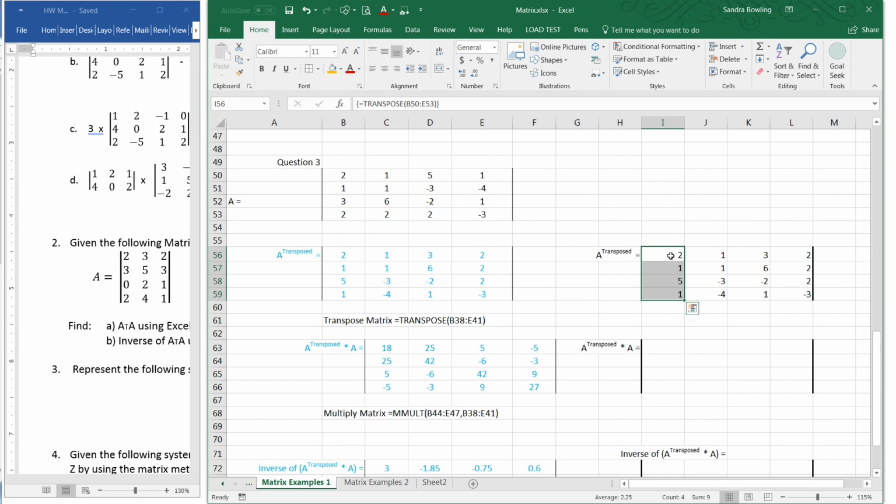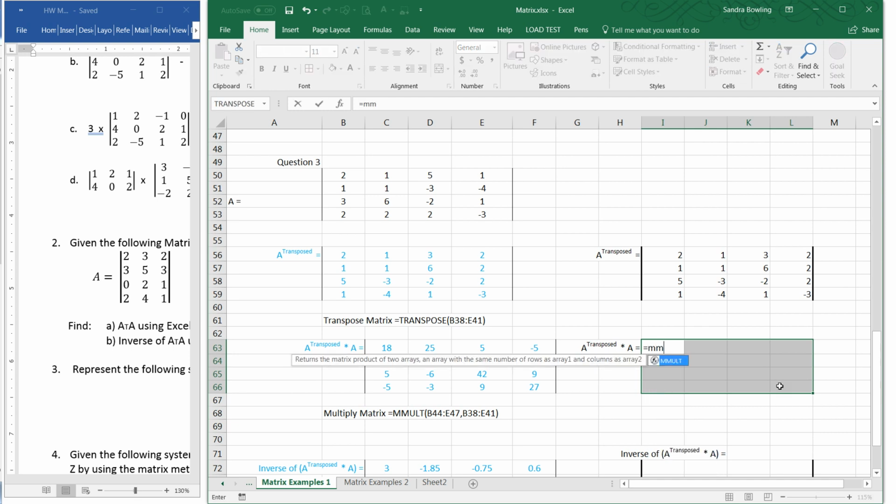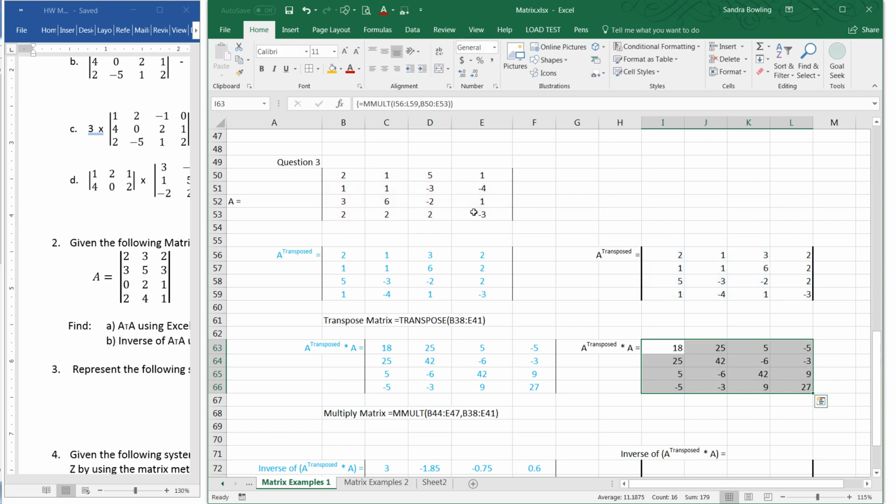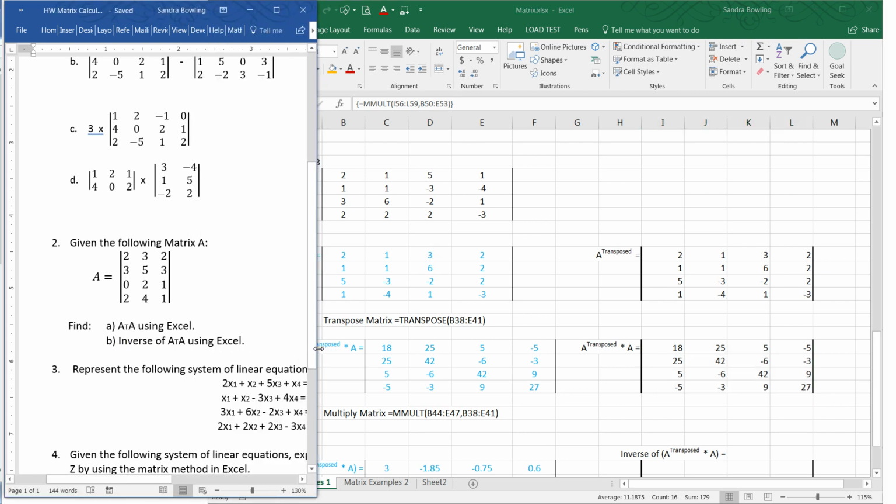Now it's asking me to multiply this value times the original value. So I'm going to highlight the area, and it's a multiplication. It's going to be a 4 by 4. So I'm going to say equals MMULT, and notice that it asked me to multiply the transposed first, comma, the original matrix. Close parentheses, Control Shift and Enter. Okay. Now the last thing that it asked me to do, part B, asked me to do the inverse of this value that I just solved for.